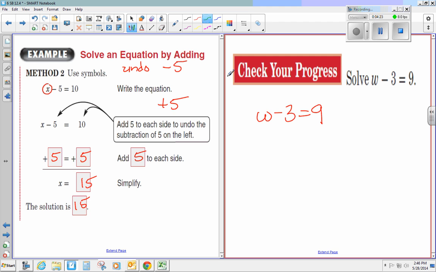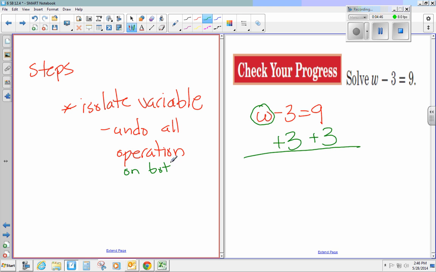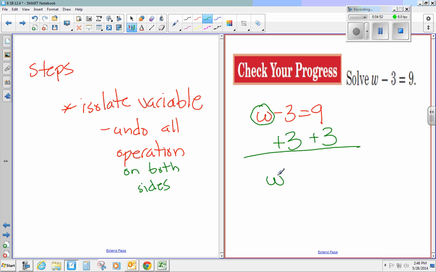All right, w minus 3. Well, we need to isolate the variable. We need to undo operations. So how do we undo a minus 3? Well, undo a minus with a plus. Undo a minus 3 with a plus 3. And you do it on both sides. So minus 3 plus 3 undo each other. And so w equals 12.